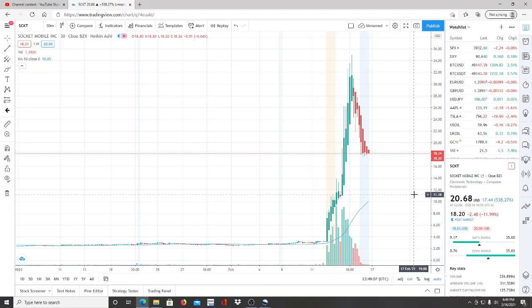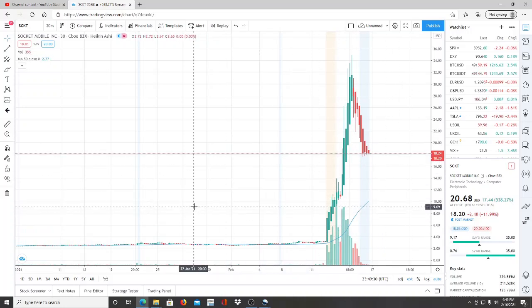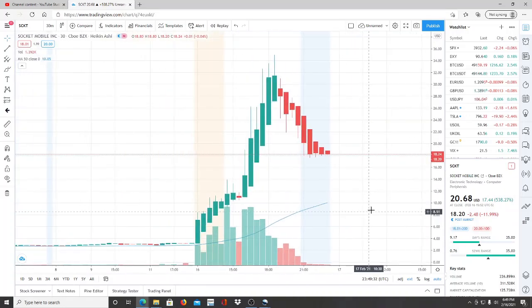So here we are, Sckt Mobile Inc. What a run, right? We saw this run on the 12th, very small, just a few cents, almost $1. And then today it bounced from like $3 all the way up to 11, and from 11 all the way up to 34, and we came right back down to around 18.24 right now after hours. So this is a lot of movement, and there's a lot of gray area here.